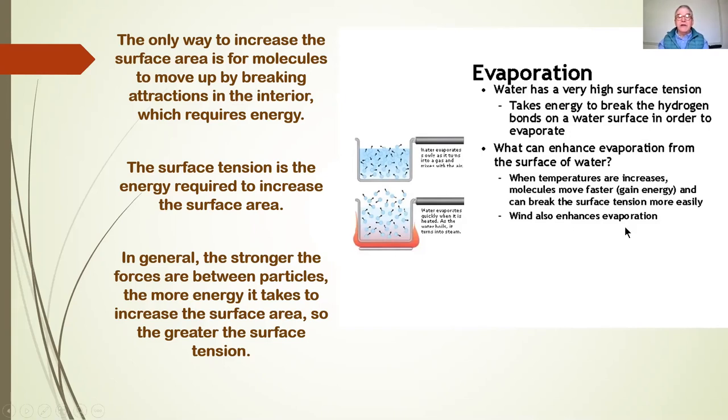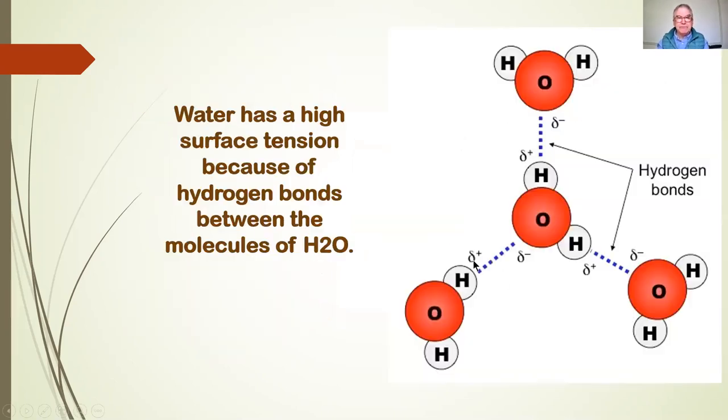Wind also enhances evaporation. Water has a high surface tension because of hydrogen bonds between the molecules of H2O. Hydrogen to oxygen, hydrogen to oxygen, hydrogen to oxygen. And these bonds are called hydrogen bonds. These hydrogen bonds are a unique property in a liquid that is based on the H2O molecule.